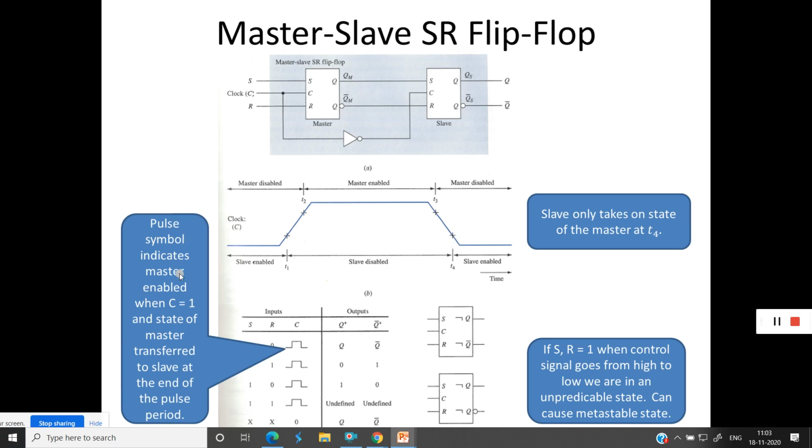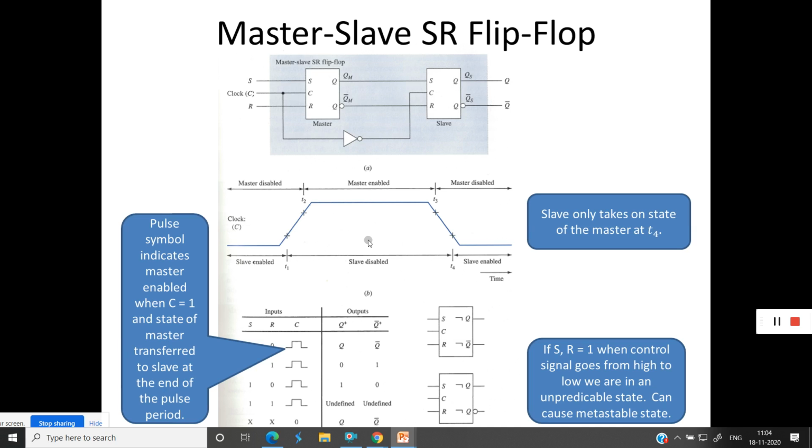The pulse symbol indicates master enabled when C is equal to 1, and the state of the master is transferred to the slave at the end of the pulse period. Whatever the content is there in the master, that will be copied into the slave on the next edge or on the next level of the clock or control signal. Control signal is a clock only, C.